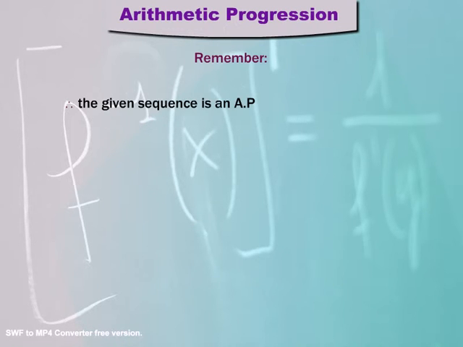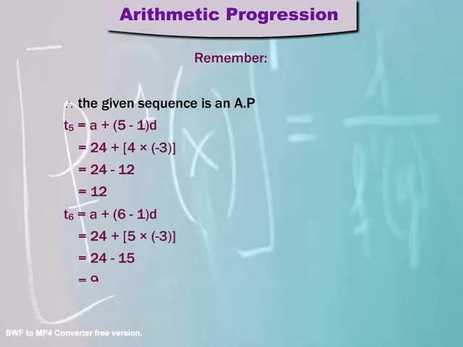Therefore, the given sequence is an arithmetic progression. T5 equals A plus 5 minus 1 into D equals 24 plus 4 into minus 3 equals 24 minus 12 equals 12. T6 equals A plus 6 minus 1 into D equals 24 plus 5 into minus 3 equals 24 minus 15 equals 9. Therefore, the arithmetic progression is 24, 21, 18, 15, 12, 9.